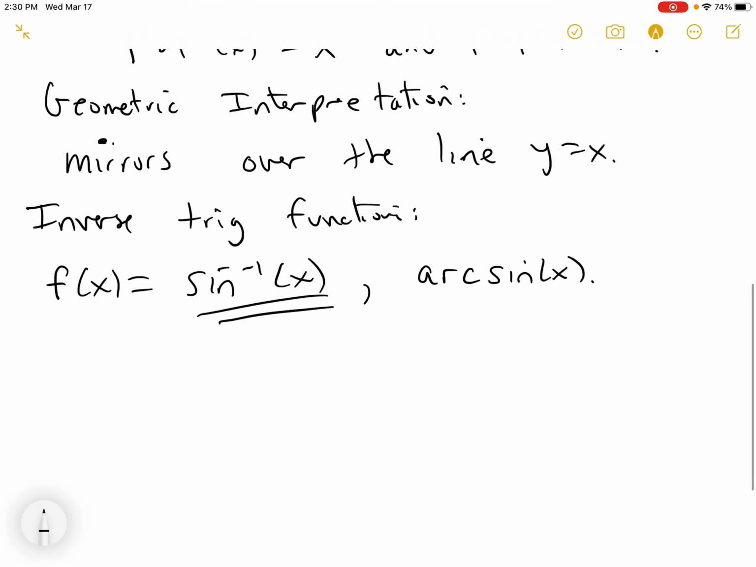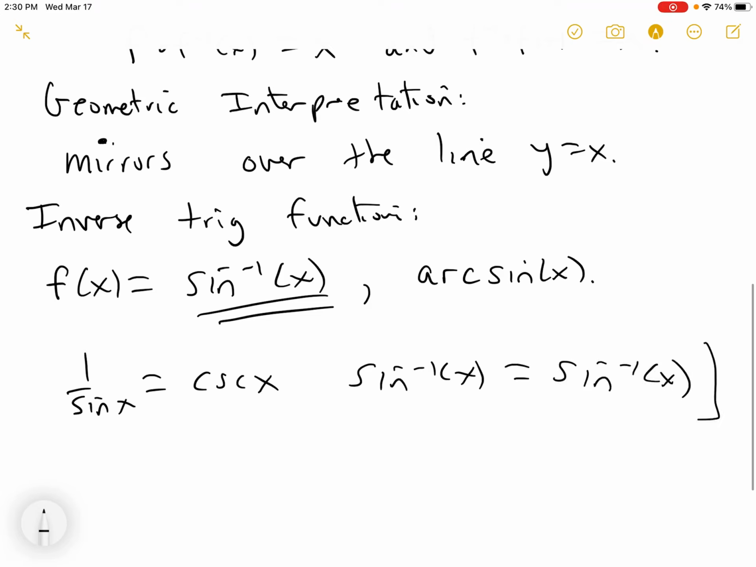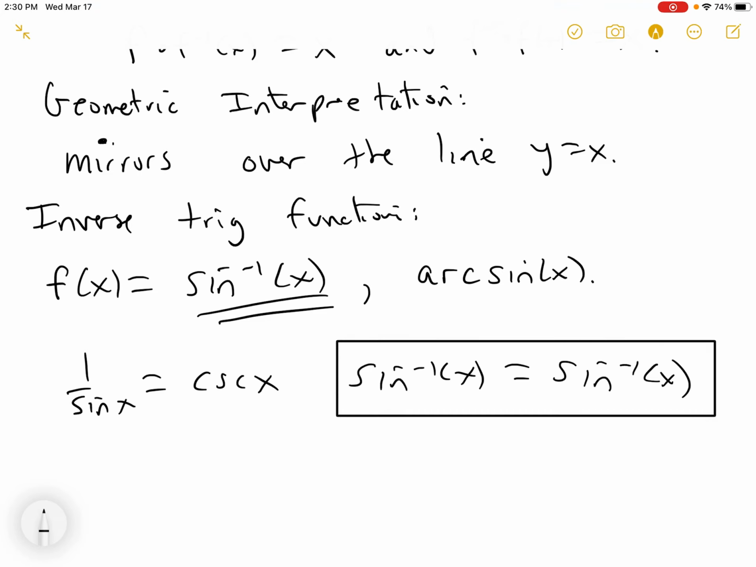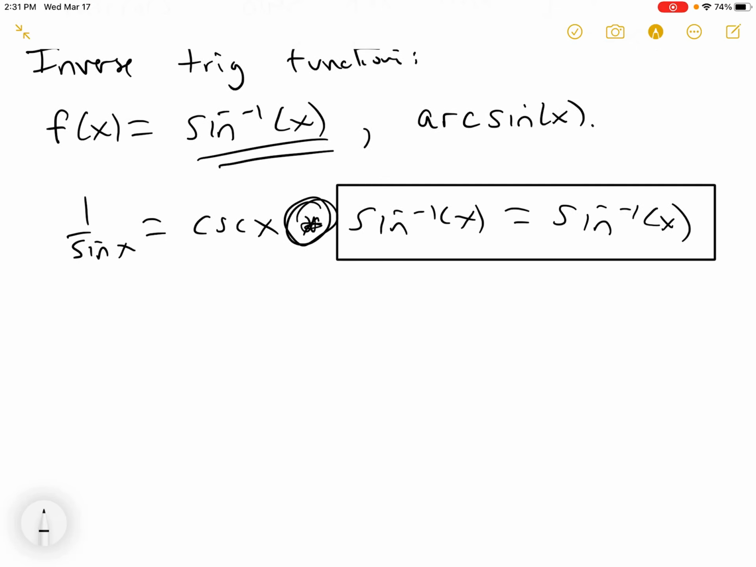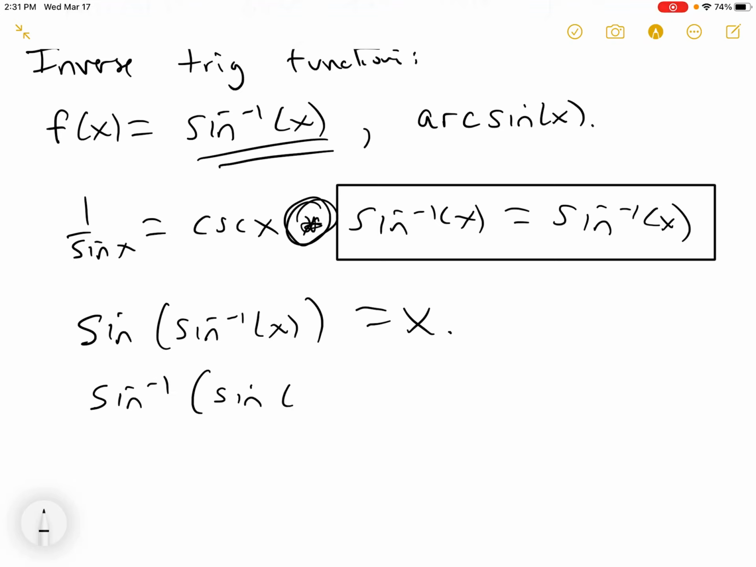Okay, and remember, 1 over sine of x in general equals cosecant of x. But sine inverse of x is just this. It's sine inverse of x. It's its own thing. And make sure you're clear on why these are not the same. By this definition above, if I take the sine of the sine inverse of x, I get x. And similarly, if I take the sine inverse of the sine of x, I get x.